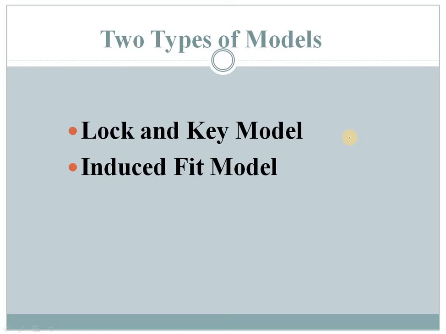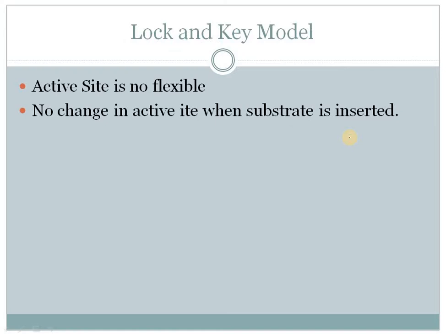The lock and key model was proposed by Emil Fischer in 1890 to visualize the substrate and enzyme interaction. According to the lock and key model, the active site is not flexible. So when a substrate is attached to the enzyme, no changes occur in the substrate and it remains intact.